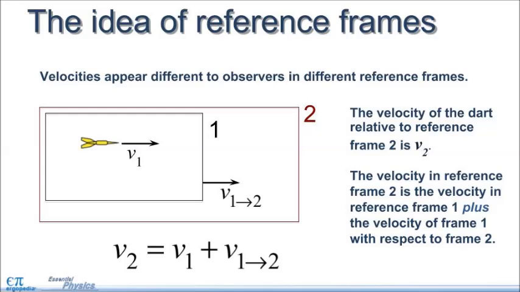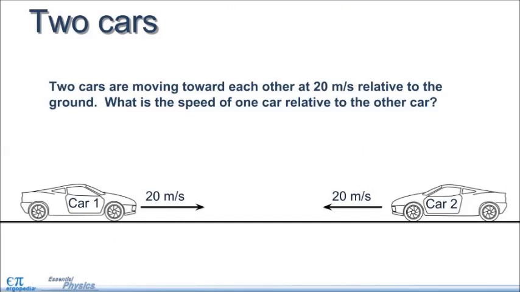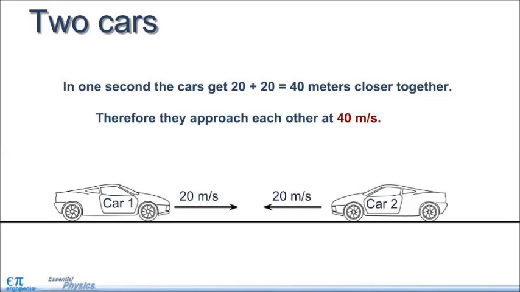The velocity of the dart relative to reference frame 2 is v2. The velocity in reference frame 2 is the velocity in reference frame 1 plus the velocity of frame 1 with respect to frame 2. Two cars are moving toward each other at 20 meters per second relative to the ground. What is the speed of one car relative to the other car? In 1 second, the cars get 20 plus 20 equals 40 meters closer together. Therefore, they approach each other at 40 meters per second.